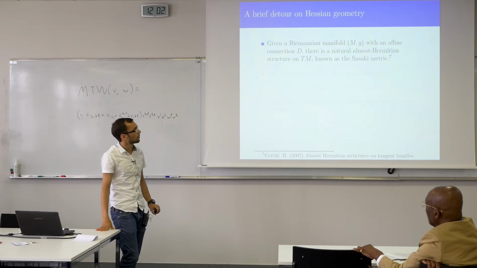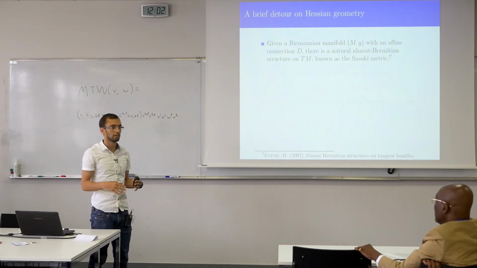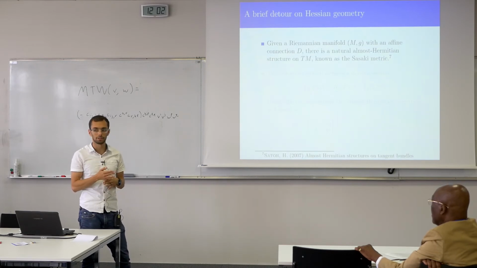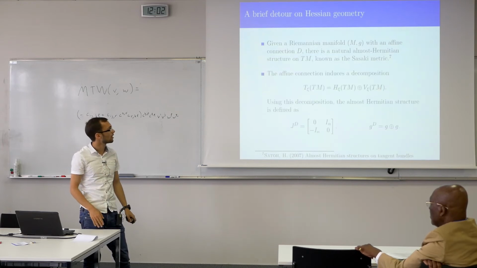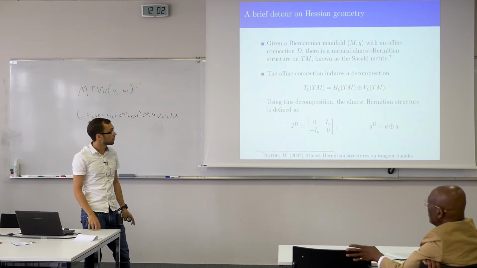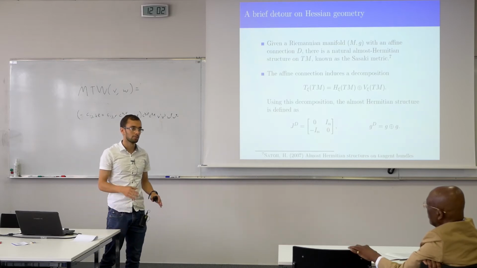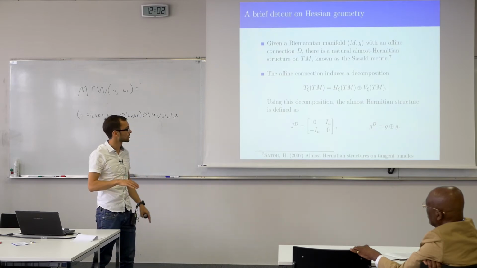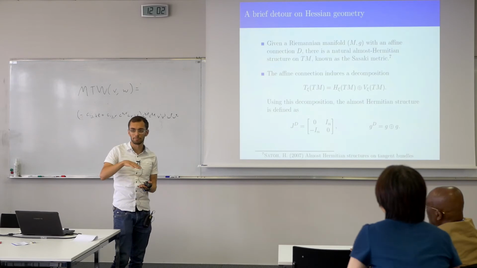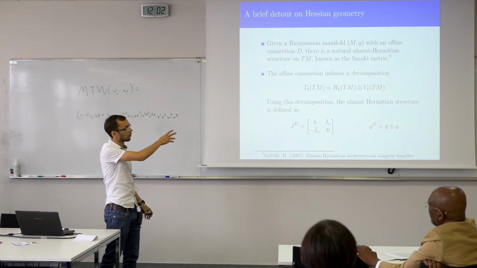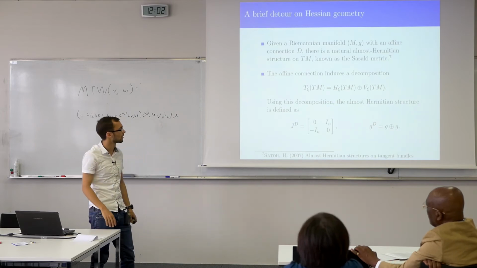So given a Riemannian manifold with an affine connection D, we can consider its tangent bundle and put an almost Hermitian structure here. This is a classic construction known as the Sasaki metric. To give a very brief overview of how this works, basically you use the connection to induce a vertical and horizontal decomposition of the tangent space. The vertical one is actually just given by the kernel of the projection map, so it doesn't depend on the connection, but the horizontal space is defined in terms of the connection.